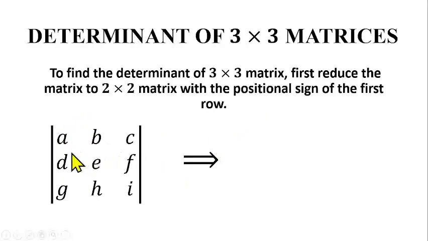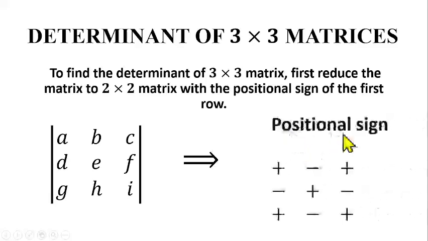And what are the signs? A here is positive, B is negative, C is positive. So the positional sign of this 3 by 3 matrix is like this: A is positive, B is negative, C is positive, negative, positive, negative, positive, negative, positive. So these are the signs for the elements in a 3 by 3 matrix.